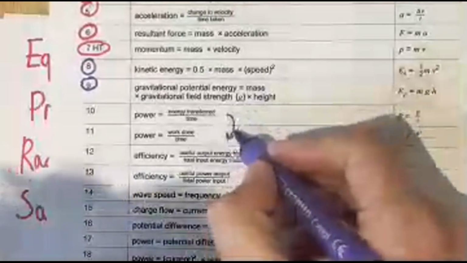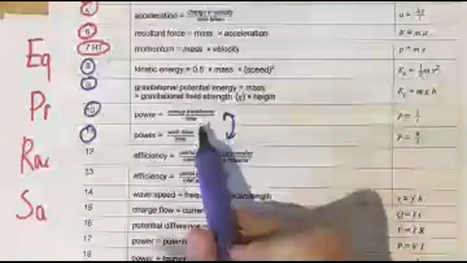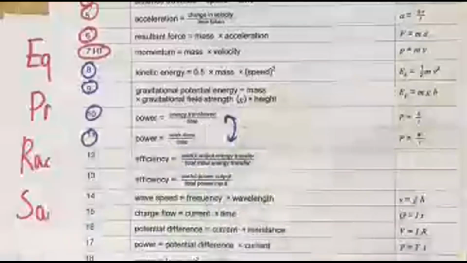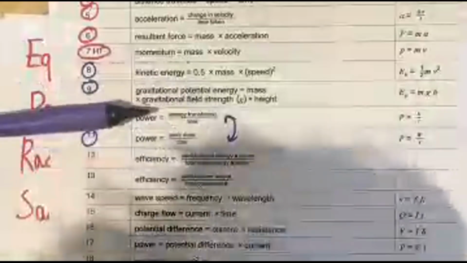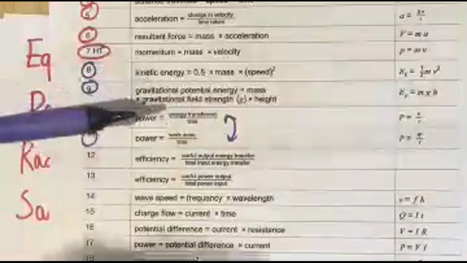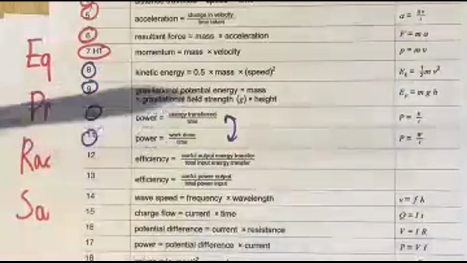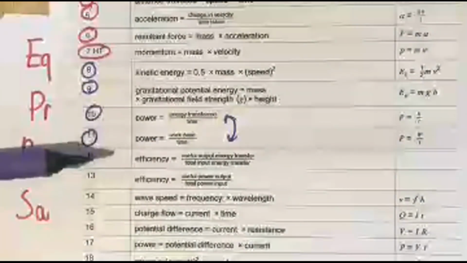Now these two are basically the same thing. If you have a look, they've got power equals energy transfer divided by time, and power equals work done divided by time. Now what that means is you only need to remember one of them really, but you can see that actually work done is in energy form, so that's all right.